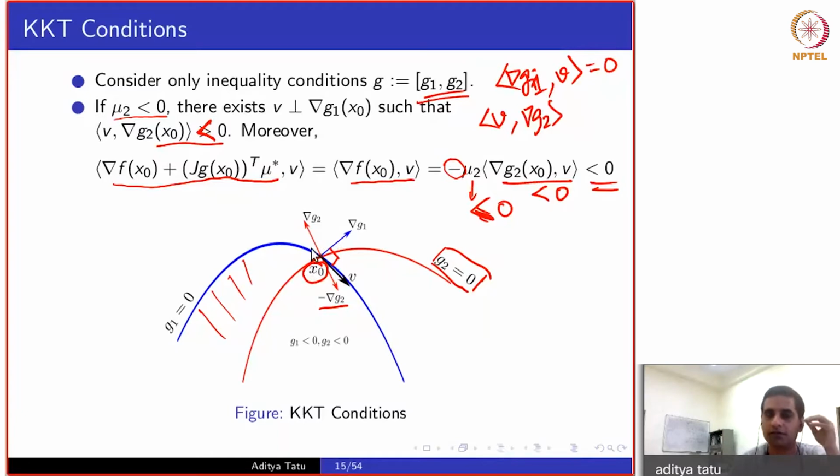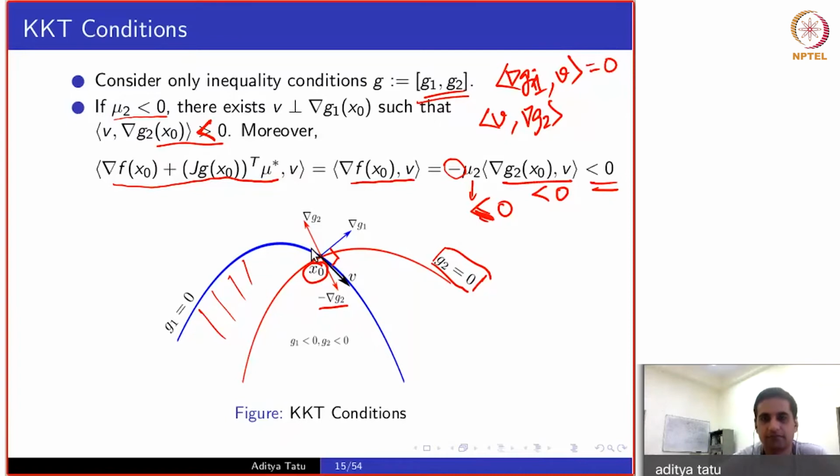So the result is that we can go in a direction where the curve is reducing, which means x naught would not be the minima. The function value reduces by going along b, and we still remain in the feasible set. So because we have to avoid the contradiction, we have to make sure that mu2 is going to be positive.